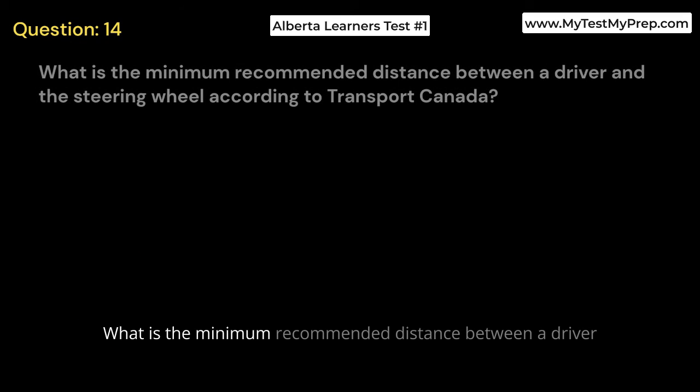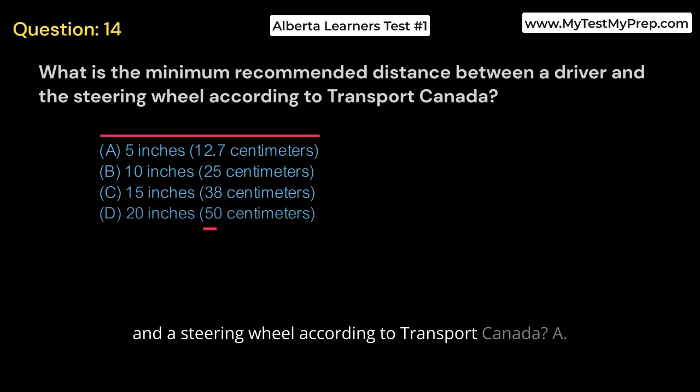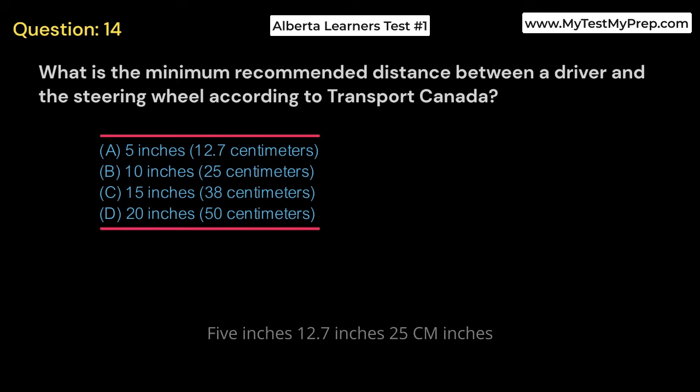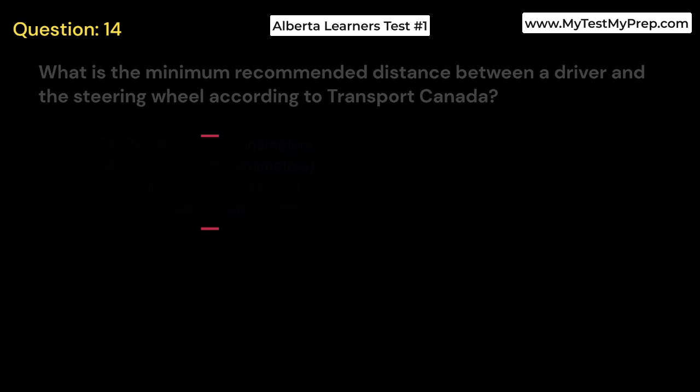What is the minimum recommended distance between a driver and the steering wheel according to Transport Canada? A. 5 inches, 12.7 centimeters. B. 10 inches, 25 centimeters. C. 15 inches, 38 centimeters. D. 20 inches, 50 centimeters. Answer B. 10 inches, 25 centimeters.